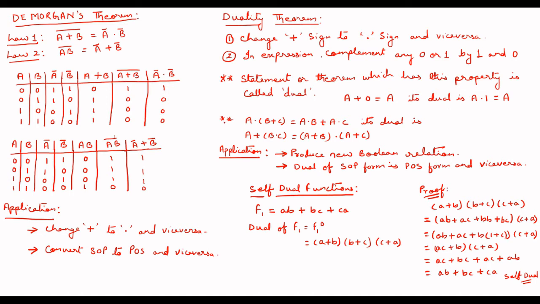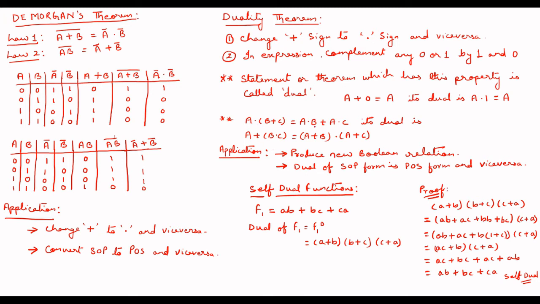Similarly, I have taken the distributive law. You can see A dot (B + C) = A dot B + A dot C. Its dual is the other part of the distributive law. You see this dot has been replaced by plus, and this plus has been replaced by dot. So what I am getting is A + B dot C = (A + B) dot (A + C). If you take a truth table and try to verify this, as I have shown for De Morgan's theorem, you will find this will be equal to this and this will be equal to this. So where do we apply the duality theorem? To produce new Boolean relationships.